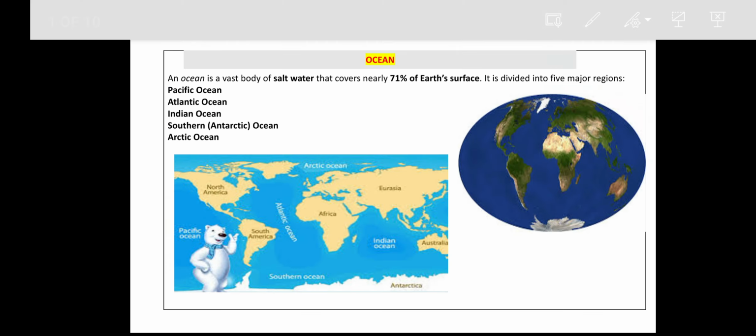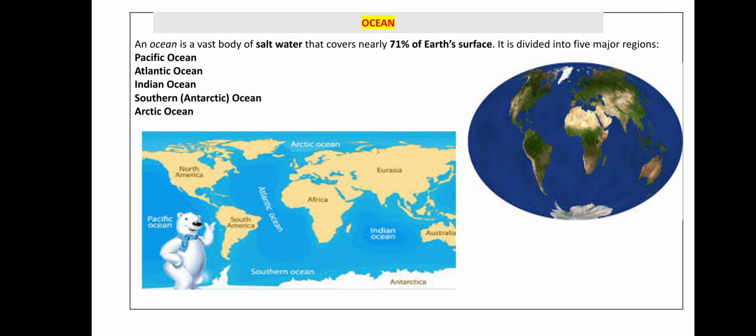Let's start our chapter. Dear students, first of all we are studying ocean. The definition of ocean is that an ocean is a vast body of salt water that covers nearly 71% of the earth's surface. It is divided into five major regions. Students, as all of you know, our earth consists of land mass and water body. The picture you are seeing here, the blue part of the earth, is just water body.